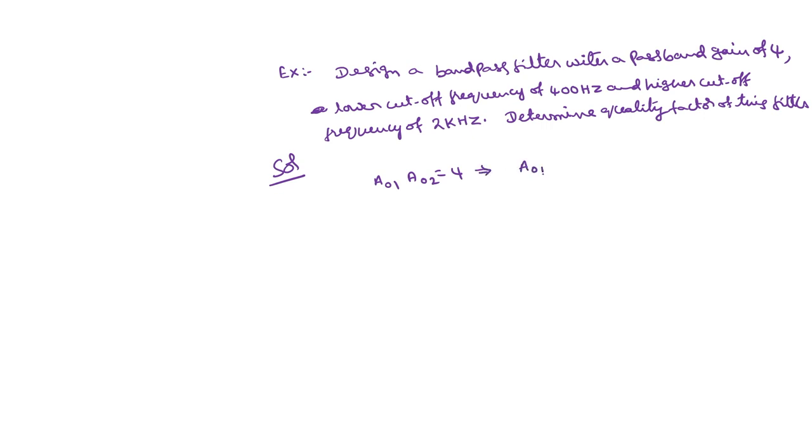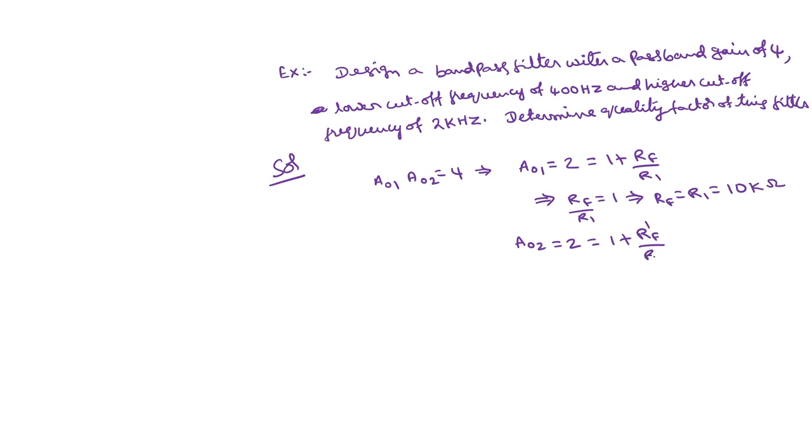Let A01 is equal to 2, which is equal to 1 plus RF by R1, implies RF by R1 is equal to 2 minus 1, 1, implies RF is equal to R1, which we call 10 kilo ohms. And A02 is also 2, equal to 1 plus RF dash by R1 dash, implies again RF dash is equal to R1 dash. This also, if you choose 10 kilo ohms, all the 4 values will have the same resistance, 10 kilo ohms each.